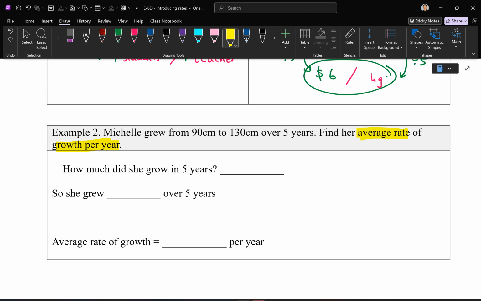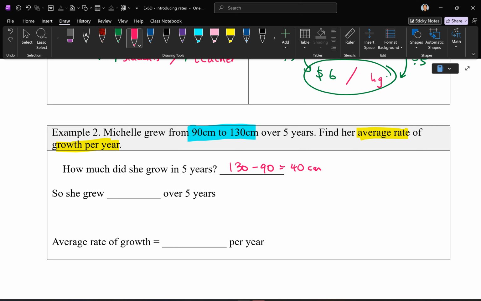Now, when I first asked that question, it might feel like, well, that's so much thinking. But we can break that apart and think about it logically. Let's go. From 90 to 130, how much has she grown in 5 years? 40, very good. So we know it's 40 because we say 130 minus 90. We started off at 90, you ended up 130. So subtract them, it's 40 centimeters.